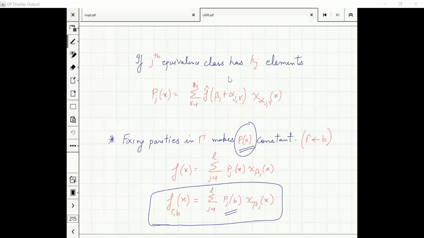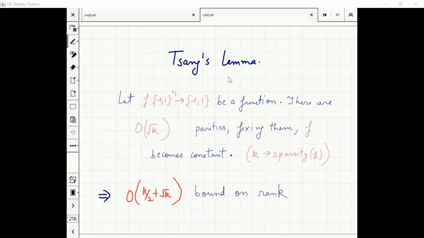Okay, now let me tell you why we are studying all this. We are going to figure out better and better relationships between sparsity and rank. And what is going to help us is called Sang's lemma. What Sang's lemma says is that for any function, there exist only square root k parities. Remember, k is the sparsity. There always exist just square root k parities. Fixing them, f becomes constant.